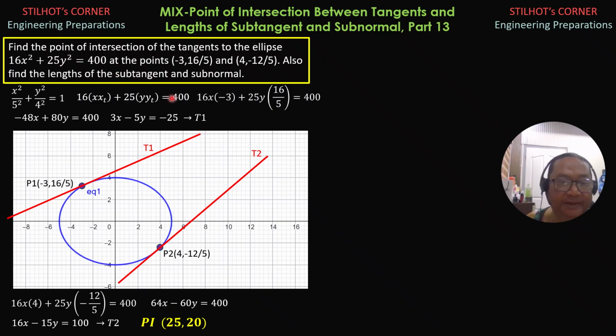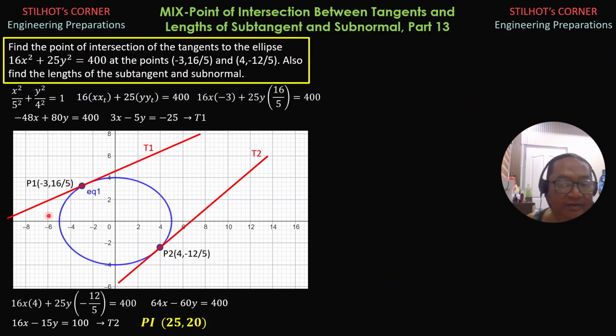For the first tangent, the x-intercept is found by simply setting y equals 0 and solving for x, which is at negative 25. So this is negative 48x plus 80y equals 400. That's why after we divide everything by negative 16, we get 3x minus 5y equals negative 25.